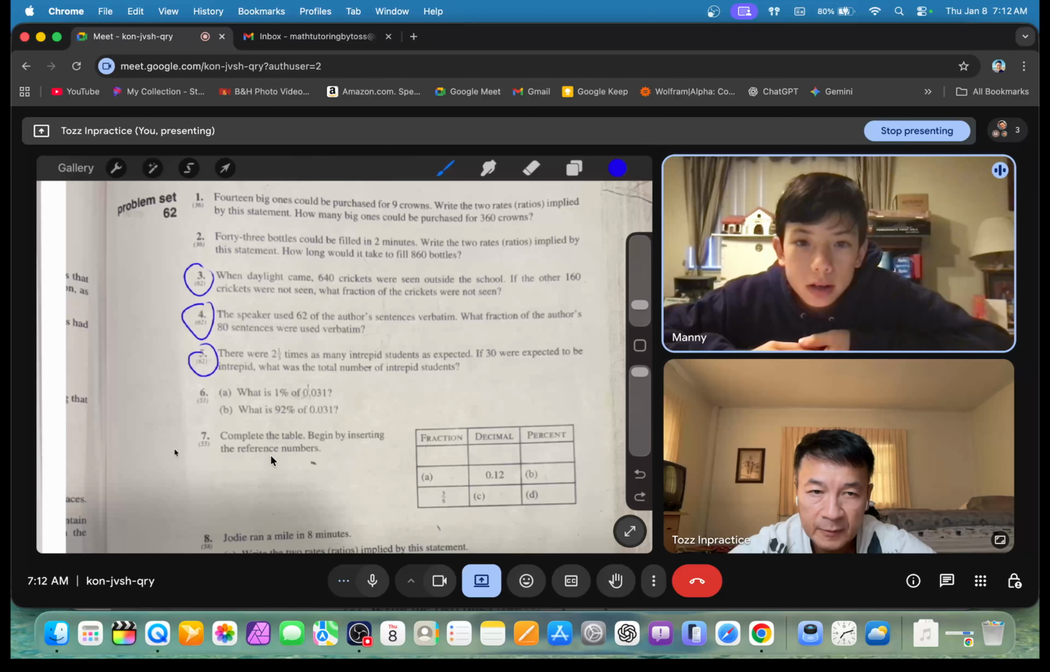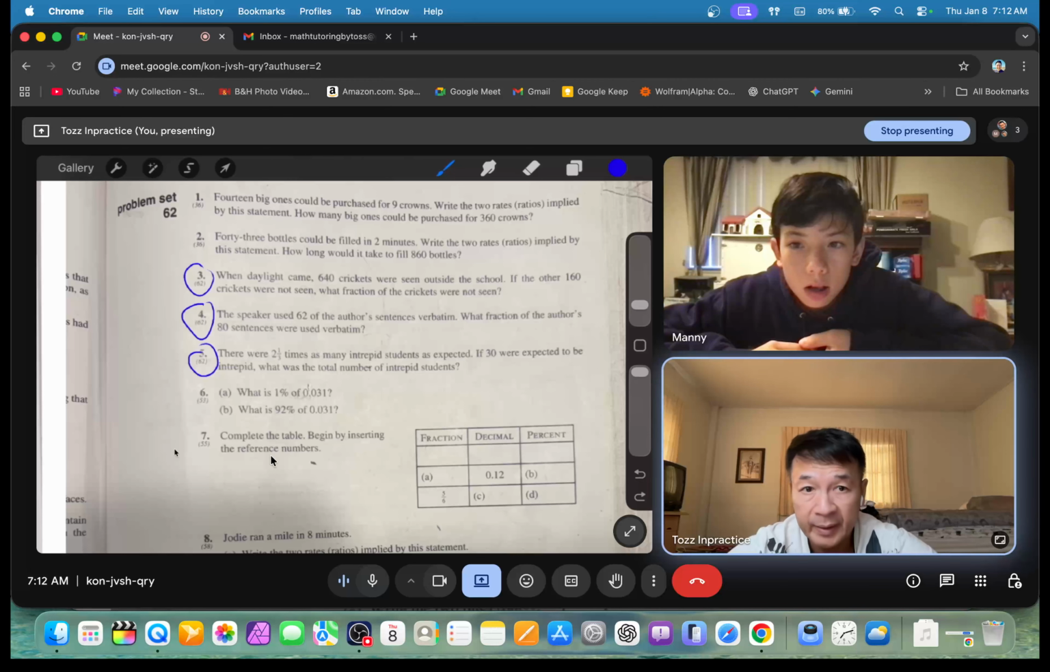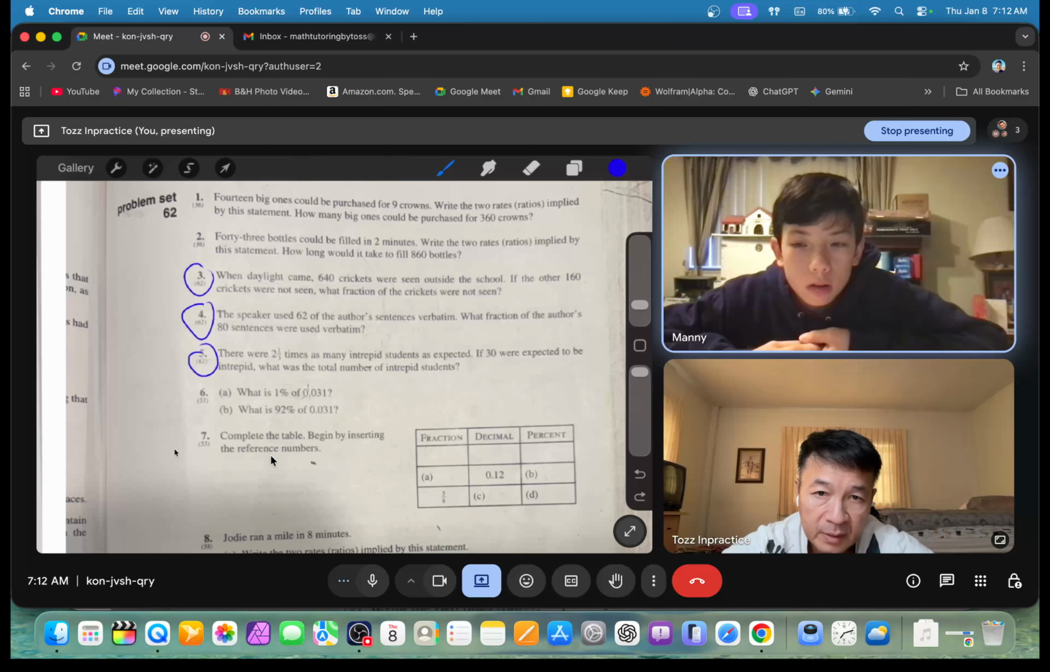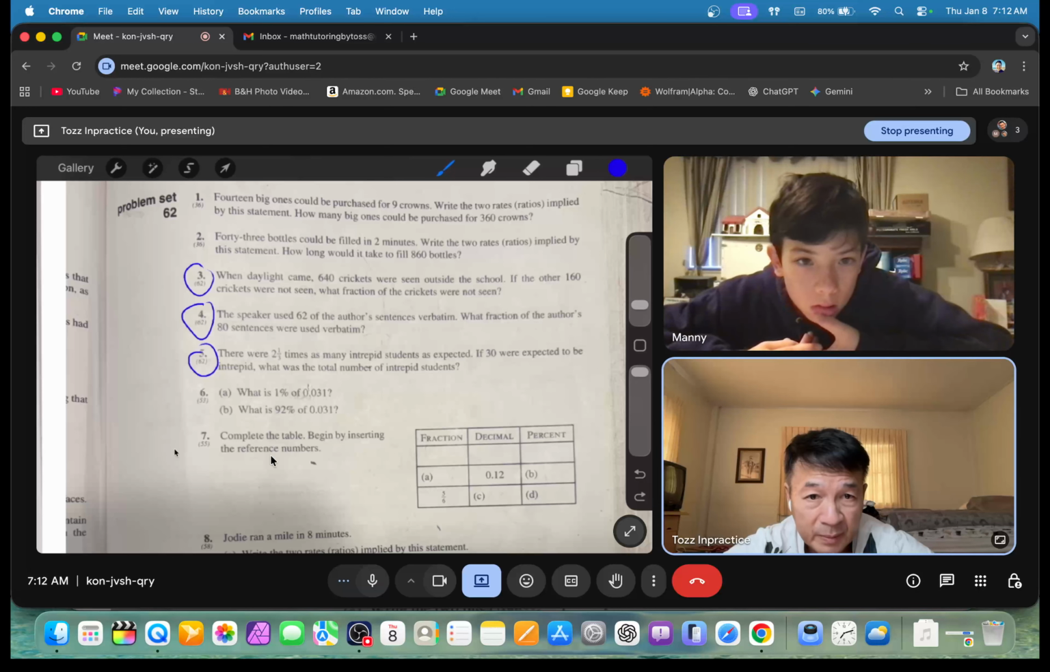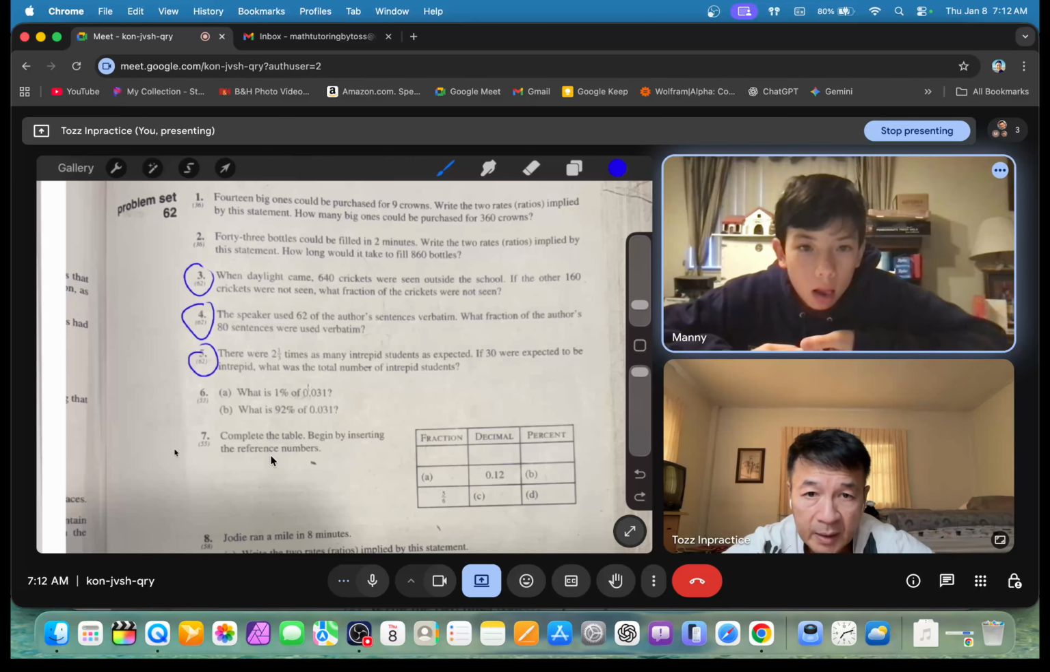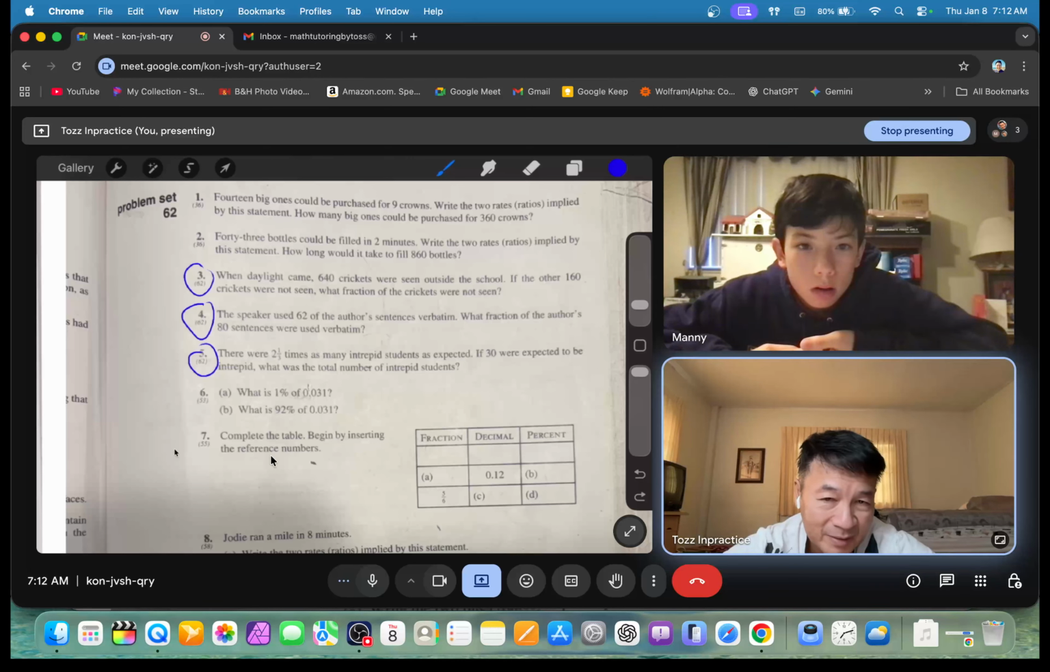So what fraction out of the ones weren't seen out of the ones that were seen? Actually, out of the whole thing. Out of the whole thing means there's 160 over 640, and then you reduce it. But what about the 160? Oh yeah, I see. You're thinking 160 out of 640? Is that what you're thinking? I know, it's kind of messy here.